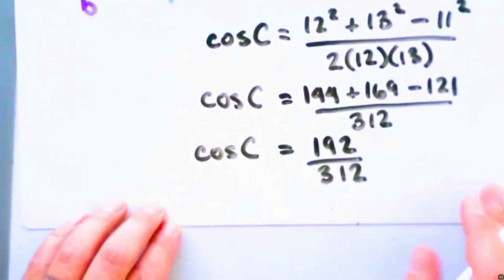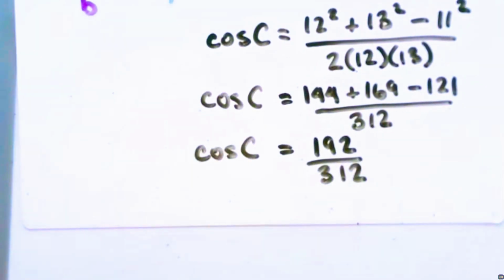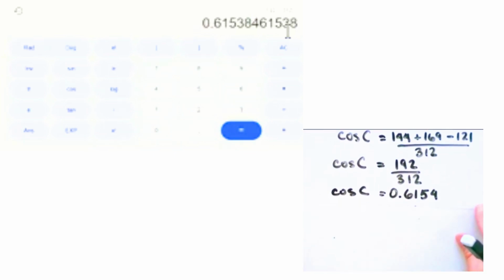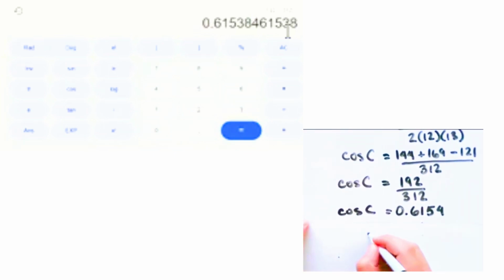Now, you could skip this next step, but I'm actually going to divide these two numbers to get a decimal value. 192 divided by 312 gives me the decimal value of cosine of c equals 0.6154. Now, am I done? No, I am not. Unfortunately, a lot of people stop here and they don't get full marks for their question.